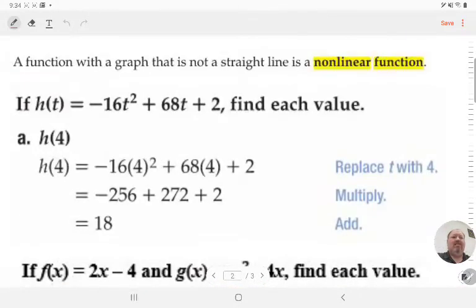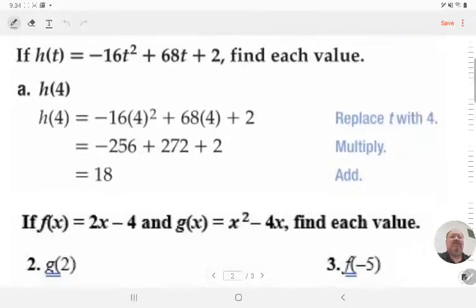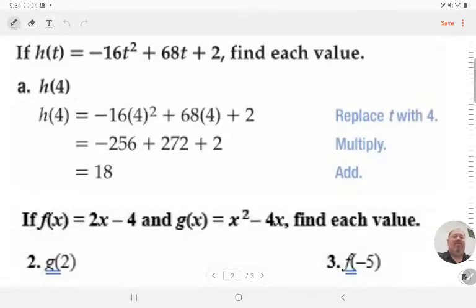Let's look at another example. A function with a graph that is not a straight line is a nonlinear function. So if you have, for example, h of t equals negative 16t squared plus 68t plus 2, find each value. So h of 4, we just replace everywhere there's a t with a 4. Then you just simply use order of operations.